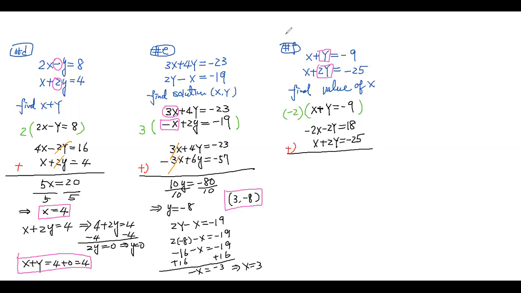I can add. So when you add, the y terms cancel. What is negative 2x plus x? It's negative x. Negative 25 plus 18 is negative 7. Then you divide by negative 1, negative 1. What is your final answer? x equal to what? x equal to 7 here.